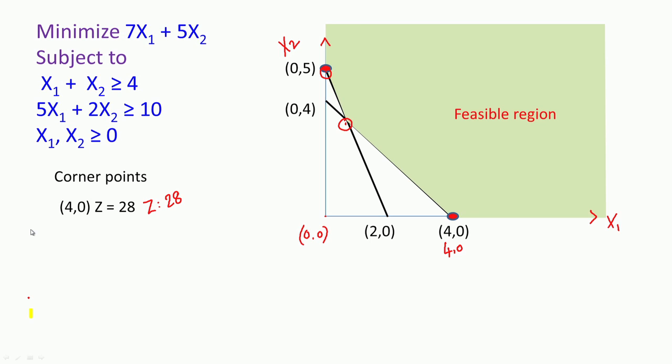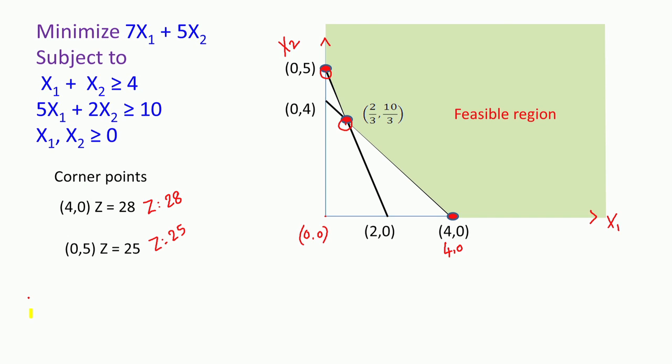The next corner point is 0, 5, which is here, and when we evaluate the objective function 7x1 plus 5x2, we get z is equal to 25. 7 into 0 plus 5 into 5 gives us 25.